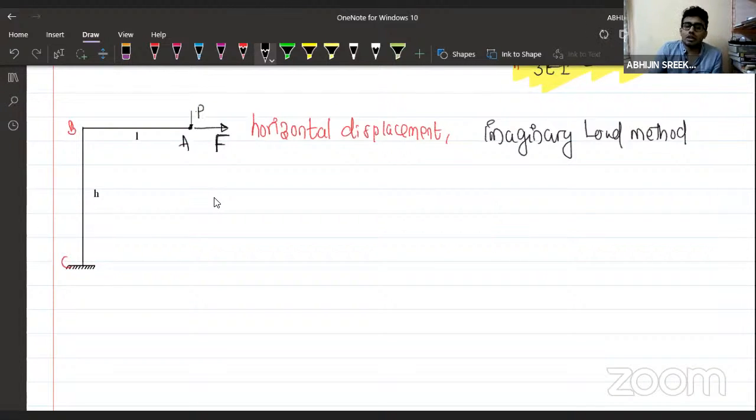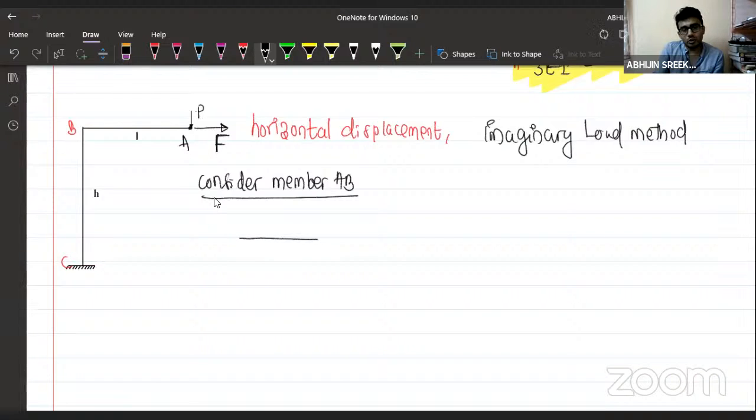Now what we have to do? We have to follow the same procedure. First of all, consider member AB. You people also can try this. I am expecting you people to try along with me. This is P, and of course, this is the fictitious load F. This will be, let us say, X. Mx will be equal to P into X.